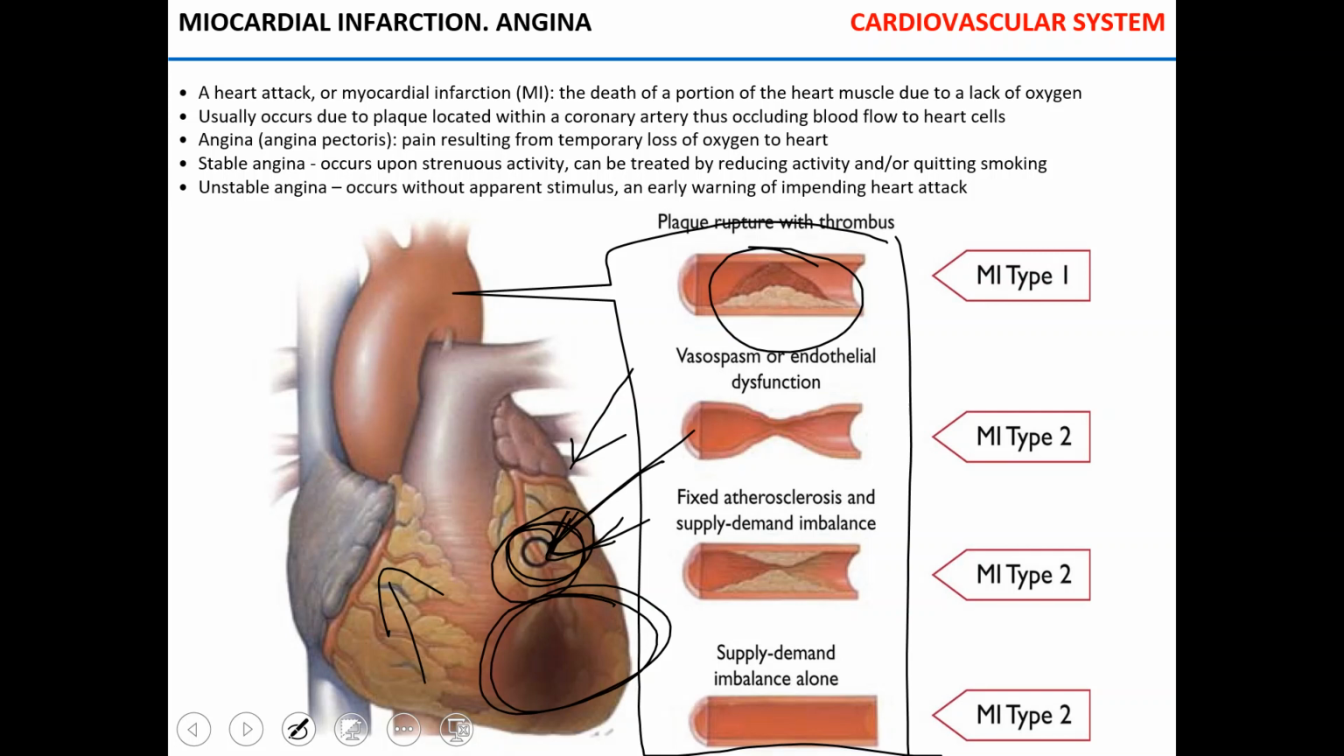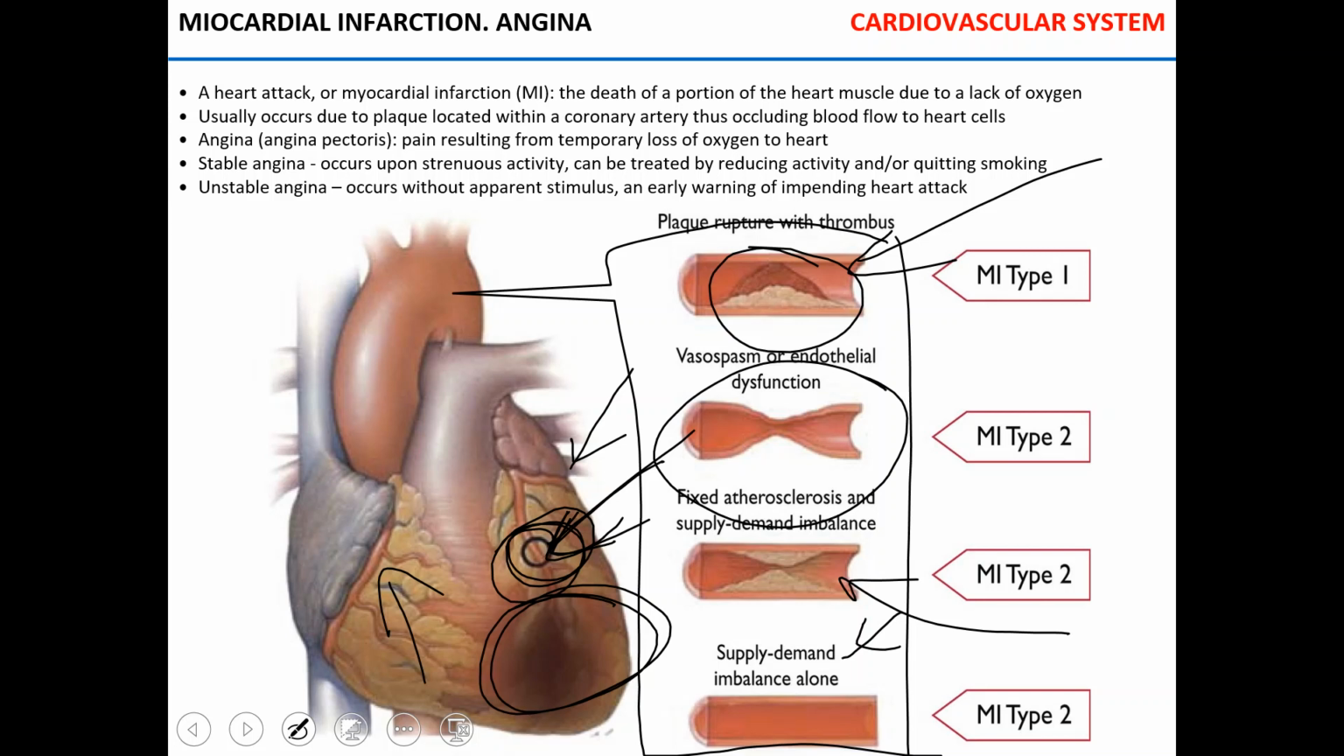It can be caused by thrombus, by atherosclerotic plaque, imbalance between the supply and demand, vasospasm. Usually it's the plaque rupture or atherosclerosis. Now, what's angina? So angina is a pain, cardiac pain, that results not from permanent occlusion, but from temporary loss of oxygen supply to a certain part of the heart.